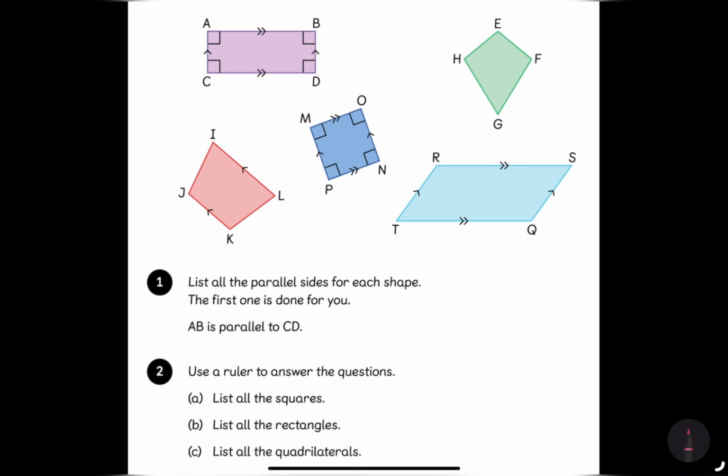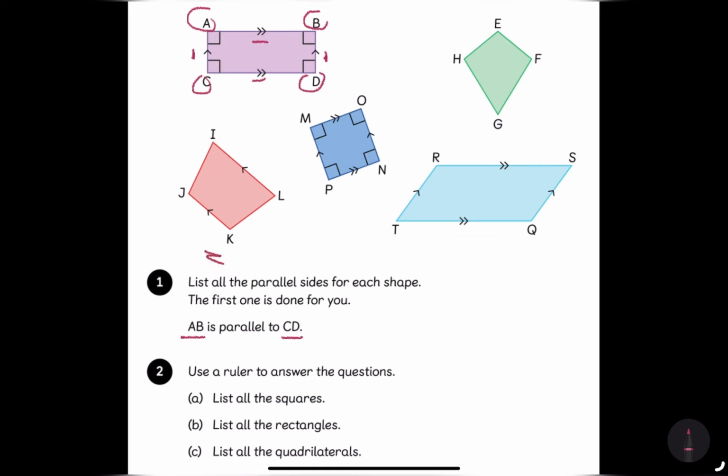So the first question says, list all the parallel sides for each shape. The first one is done for us. So that is how we see the arrows, these two arrows, like I explained at the beginning of the video. So the first one is done for us. They have shown AB is parallel to CD, right? This AB is parallel to CD. Let's go to the next one.